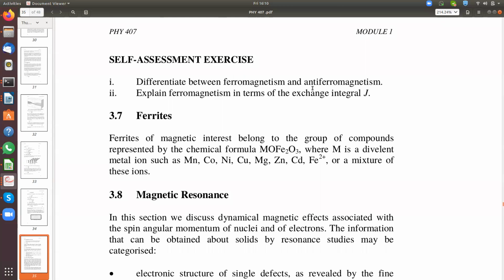So now let's look at ferrite. Ferrites of magnetic interest belong to the group of compounds represented by the chemical formula this, where M is a divalent metal ion, that's this, or a mixture of the ions.